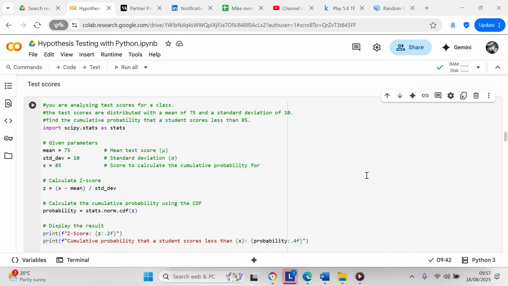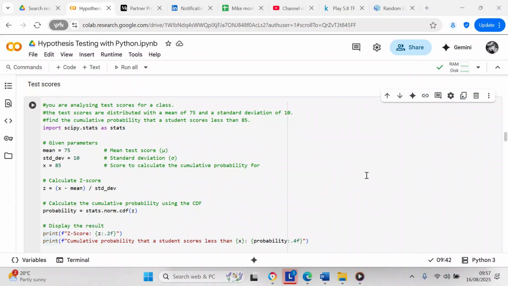In my last video, we were talking about how to solve problems using the normal distribution, and we were talking about loaves of bread. In this video, we're going to solve problems with the normal distribution again, but we're going to solve those problems with test scores. So that's what this particular practice problem is going to be about.